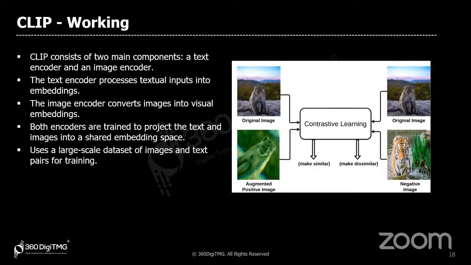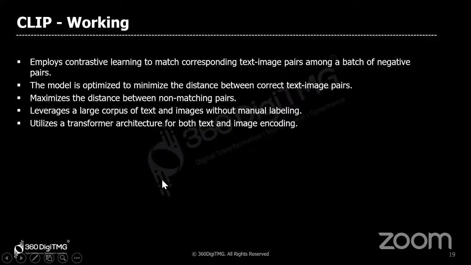It uses a large-scale dataset of image as well as text pairs for training. Like we have taken one original image and an augmented positive image. We check whether it makes a similar or dissimilar response, and then classify it. Since we gave the augmented image, it gave a negative response, not a positive one. It shows a tiger, which is not correct, so it will go forward again.